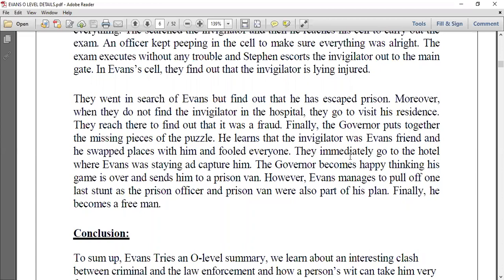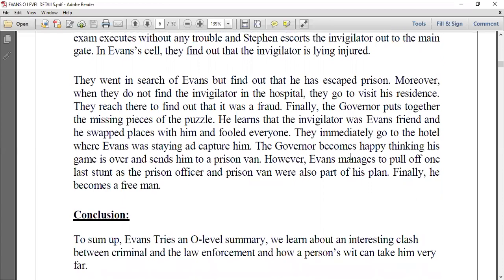So they thought that, and they started to search for Evans. They went in search of Evans, but found out that he had escaped from the prison. Moreover, when they did not find the invigilator in the hospital, they also understood McCleary was not in proper condition. So the governor asked two detective officers to check whether the invigilator had been admitted to the hospital, or whether he had gone somewhere else.